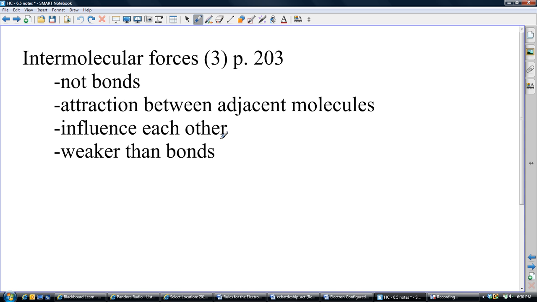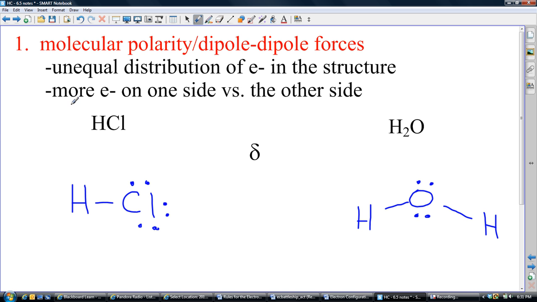So it's an influence. And again, if it's an influence and not an actual bond, it's going to be weaker than any of the bonds. The first intermolecular force we're going to look at is what's called molecular polarity or dipole-dipole forces. Real simple concept here. If you've got a molecule, one side of the structure has more electrons around it than the other. So we have hydrochloric acid. Look here, there's more electrons around the chlorine than there are in the hydrogen.